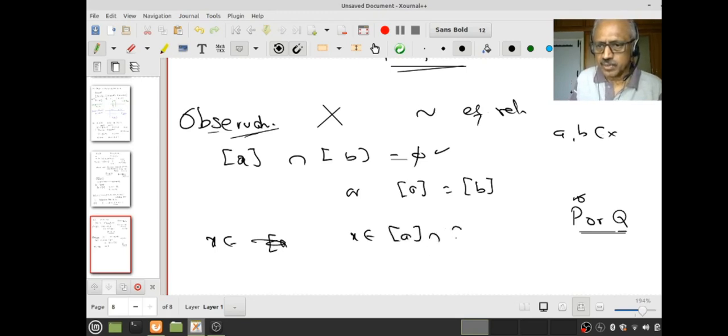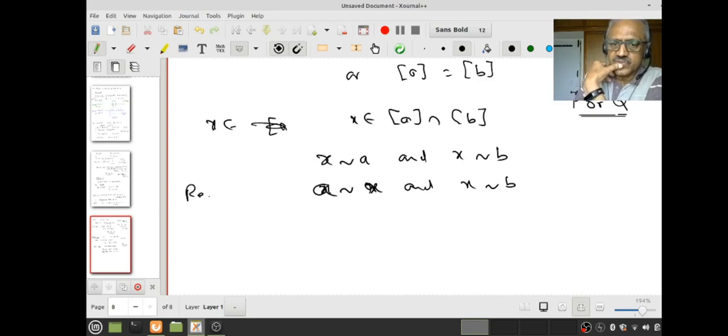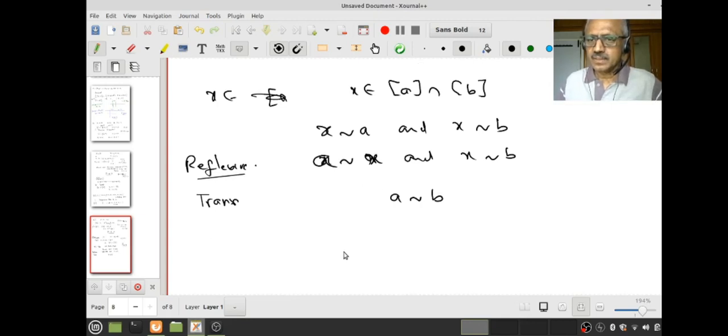That means X belongs to the equivalence class of A and B together. Now, what does this say? This says that X is related to A and X is related to B. But due to symmetry, this is the same as saying A is related to X, and X is related to B. Now, what do you think I should use? I should use transitivity. A is related to X and X is related to B. That means A is related to B. Very good.